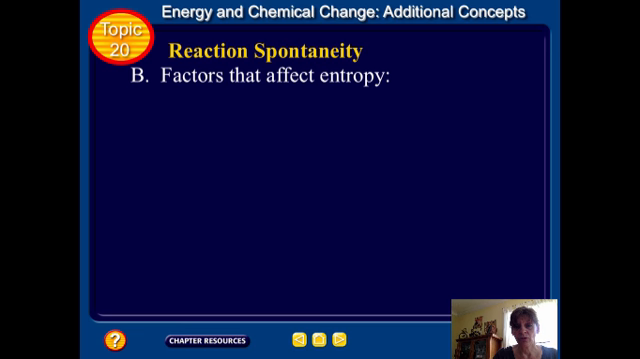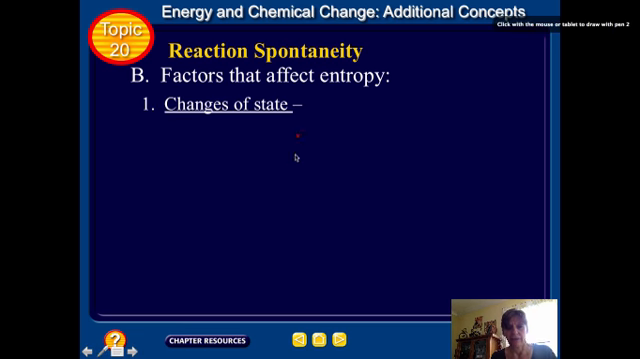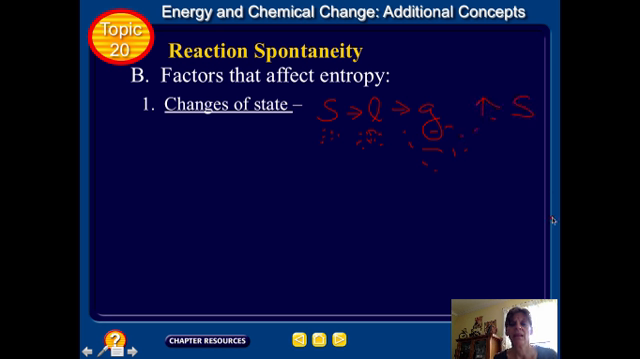Okay, things that affect entropy are a change of state. For instance, if you are going from a solid to a liquid to a gas, the particles are going from more ordered to more disordered to very random and spread out. This is always an increase in entropy, S being the symbol for entropy.